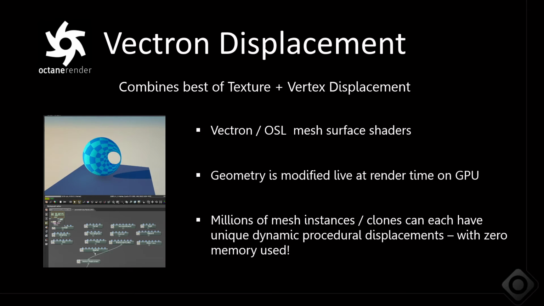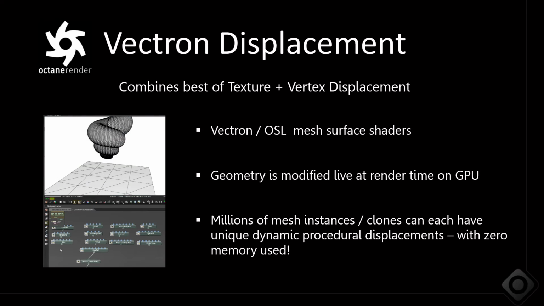That is Vectron displacement. We currently have really interesting texture displacement, which doesn't require you to use vertices or displace or tessellate anything. We have vertex displacement, which doesn't have the same limits. You can actually use shaders, but it has to create unique geometry when it does that. So for Vectron displacement, which you saw on the left there, let me restart the animation here. Basically, Vectron displacement takes the best of both.